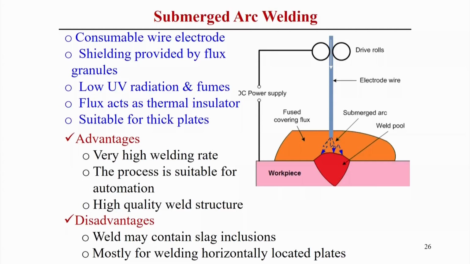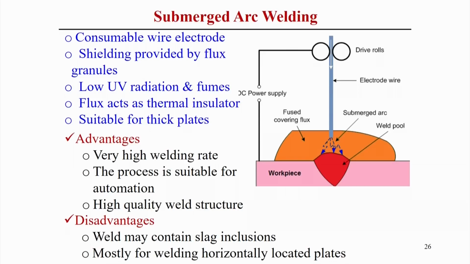And flux acts as a thermal insulator, and this process is mainly suitable for very thick material, where a large volume of welding is required. So, in that case submerged arc welding is a good choice. The submerged arc welding process has also been developed so that not only a single wire, but twin wire, two wires, can also be used instead of a single wire.